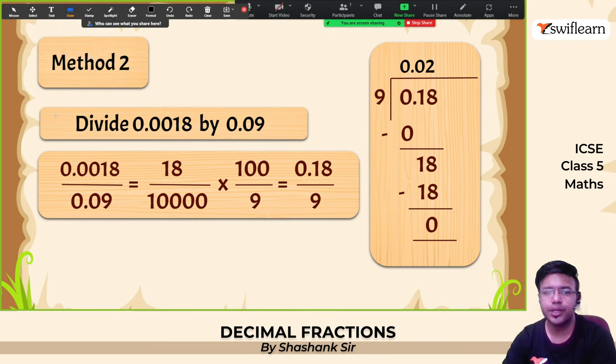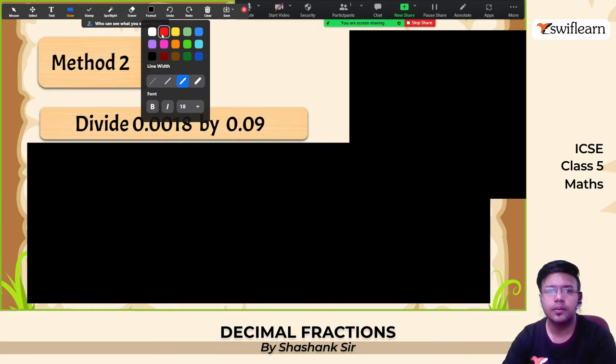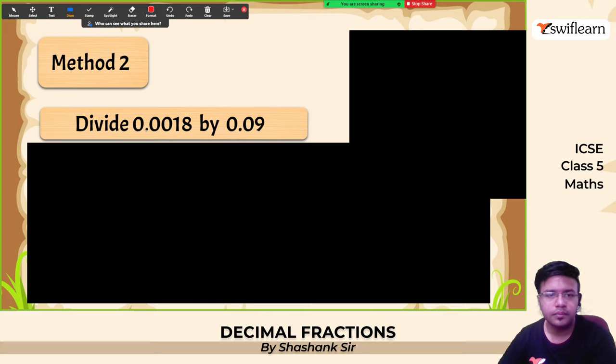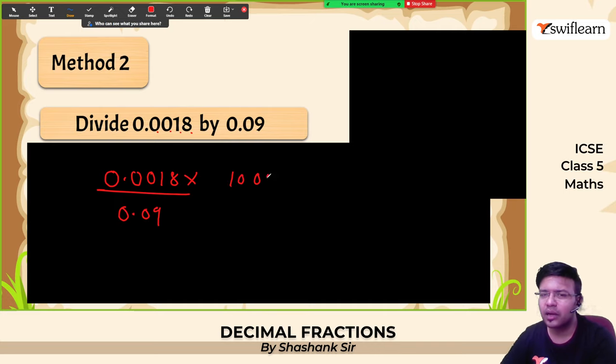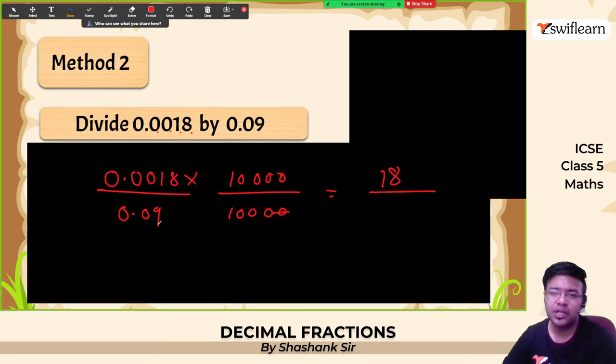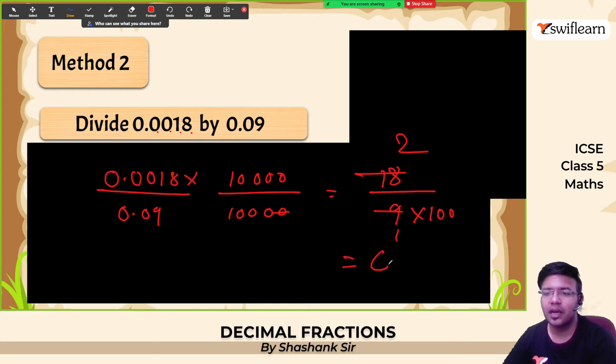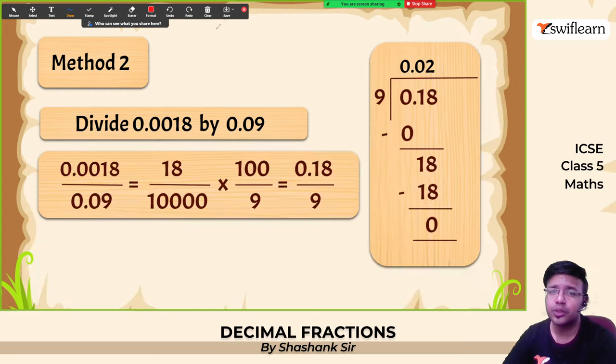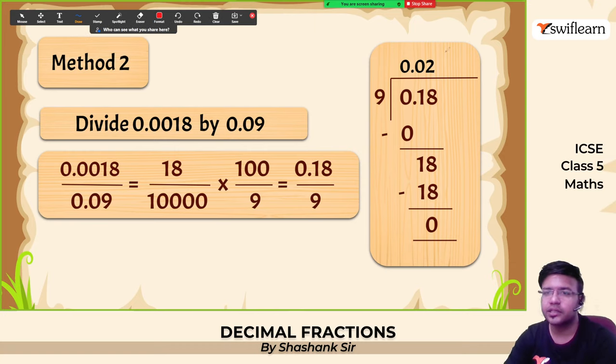Very easy, guys. Check this out. I want to make this 18, 1, 2, 3, 4. Okay, 0.0018 by 0.09. Multiply by 10,000, and divide by 10,000. Why are we multiplying and dividing? If you multiply and divide by the same number, the fraction doesn't get changed. So this is 18 and take two zeros here. So this is 9 into 100. 9 ones are 9 and 9 twos are 18. The answer is 0.02. Yes, see this, 0.02.